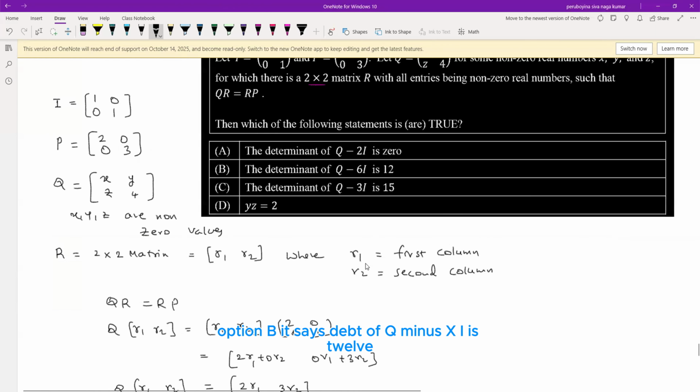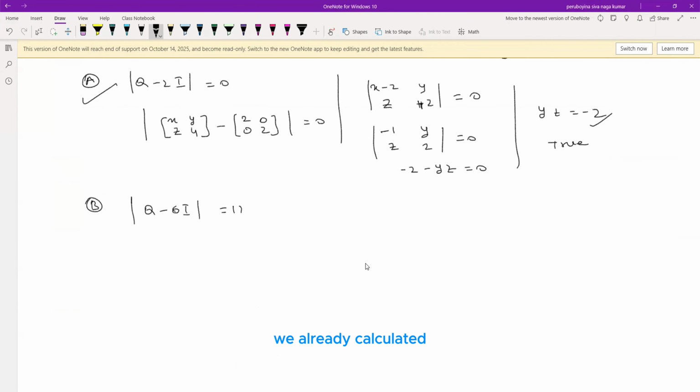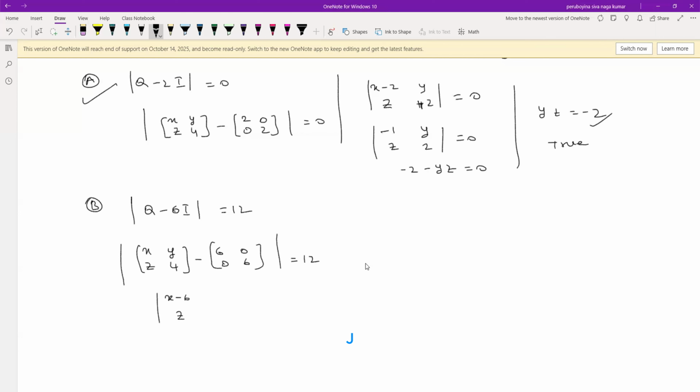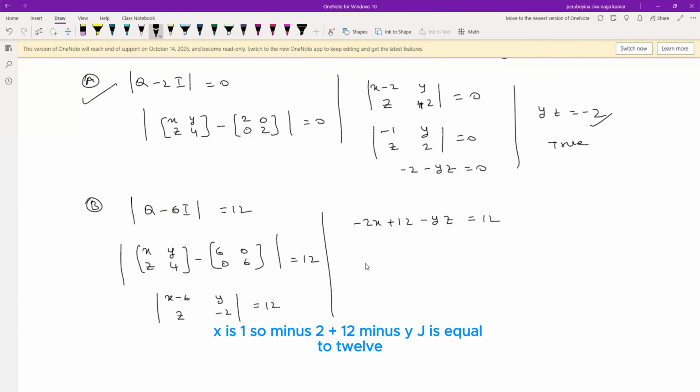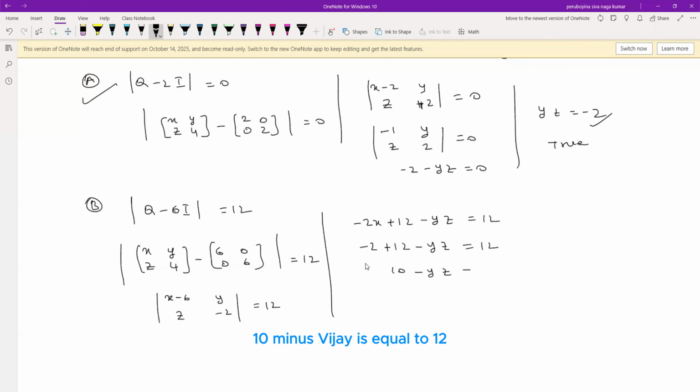Option B says det of Q minus 6I is 12. We already calculated, we will calculate again. Q minus 6I is [[X minus 6, Y],[Z, 4 minus 6]], and the determinant is equal to 12. So X minus 6 times minus 2 equal to 12. Minus 2X plus 12 minus YZ equal to 12. X is 1, so minus 2 plus 12 minus YZ is equal to 12. 10 minus YZ is equal to 12. Of course, again we are getting YZ is equal to minus 2, which is also true.